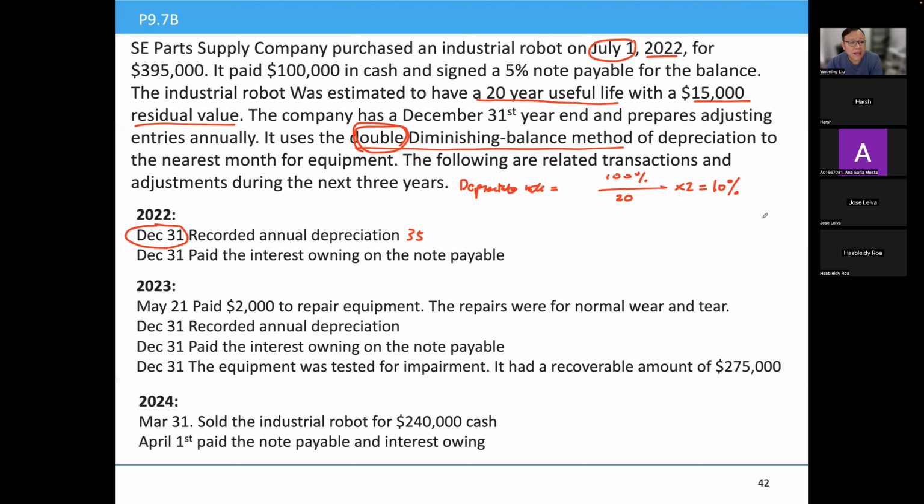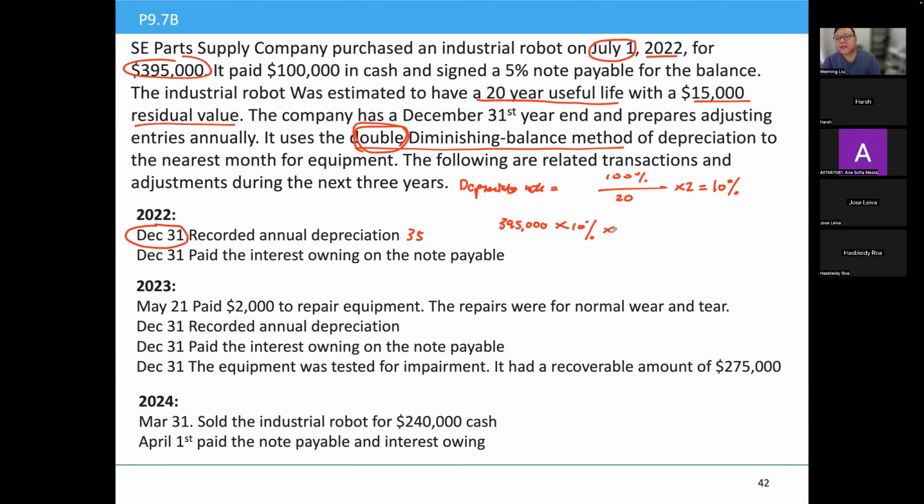And then the cost of this equipment is 395,000. So you do not consider the residual value. If it's straight line amortization or units of production, you are calculating the depreciable amount, which is the cost minus residual value. But for the diminishing balance method calculation, you start right away with the carrying amount. At the very beginning, the carrying amount equals the cost times 10%.